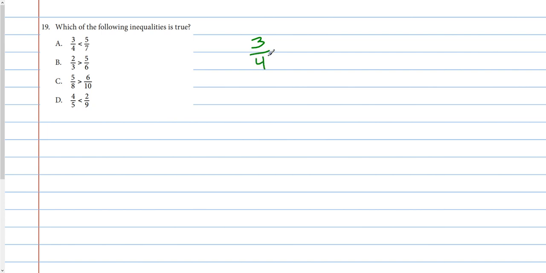And in order to get the same denominator, I'm just going to multiply by the other number in the denominator in the other fraction. So in this case, it's 7. So I'm going to multiply by 7, and I'm going to get 21 over 28.